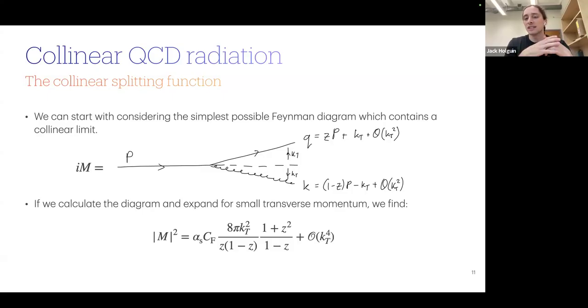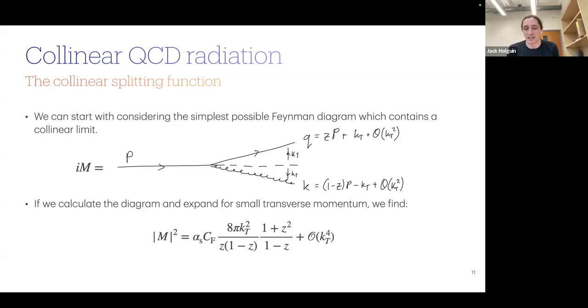The natural variables to do this are, so the quark after the emission, I've given momentum Q. And now, after the radiation, it will have a fraction of its initial longitudinal momentum, which that fraction is given by Z, plus some transverse momentum due to the fact it's recoiled off the gluon that it's radiated. And then the gluon here has momentum K, and it has the rest of the longitudinal momentum of the initial quark, and then the opposite transverse momentum. So the two terms sum together to give you back the momentum you started with, which is P.